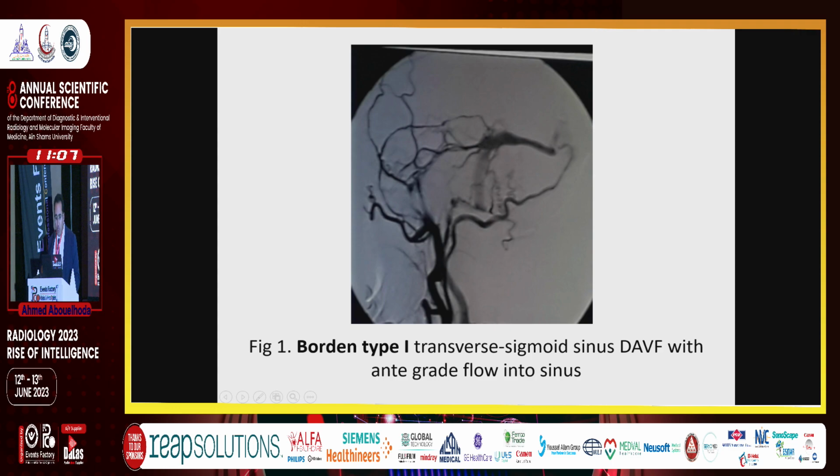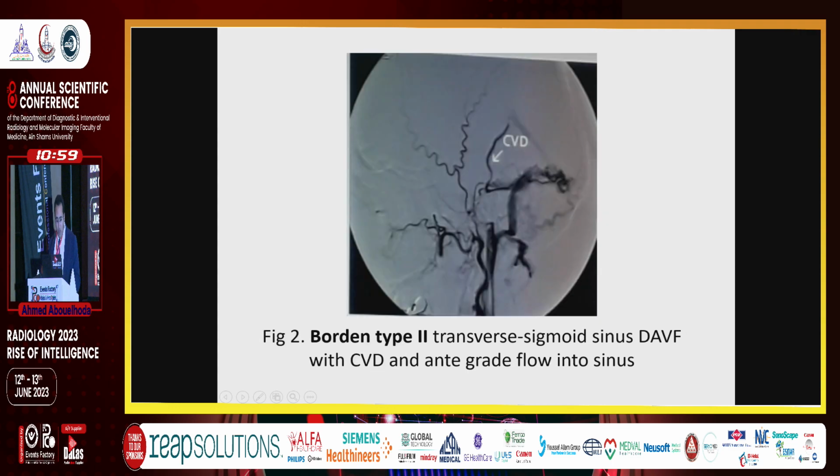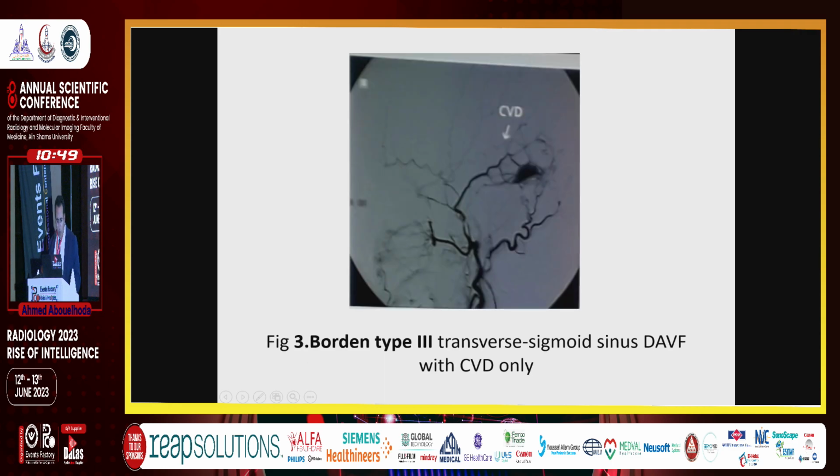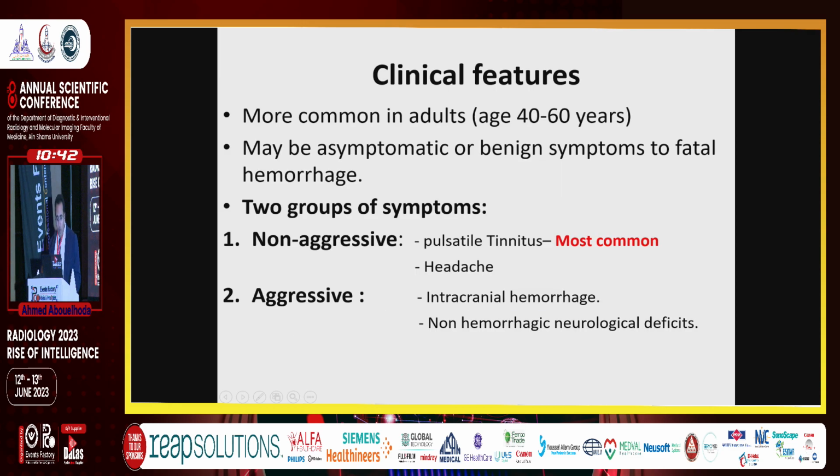This is an angiographic diagram for Borden type 1. This is a transverse sigmoid sinus dural fistula with antegrade flow, and there is no reflux in the cortical veins. Borden type 2, this is again a transverse sigmoid fistula. There is antegrade flow in the sinus and reflux in the cortical veins. And this is type 3. There is no antegrade flow in the sinus, only isolated cortical venous drainage.